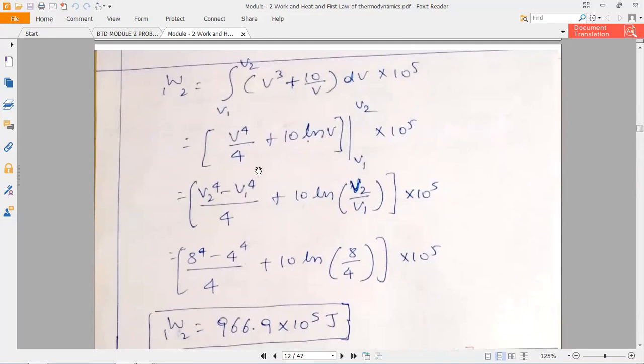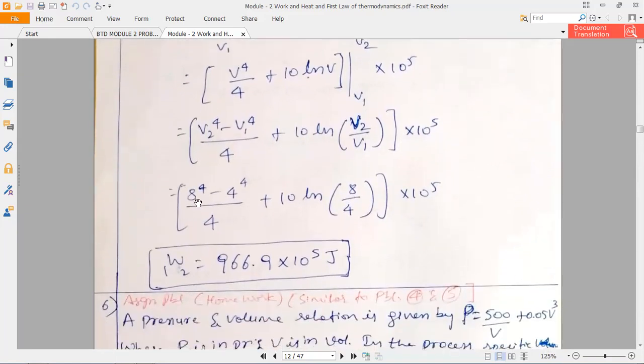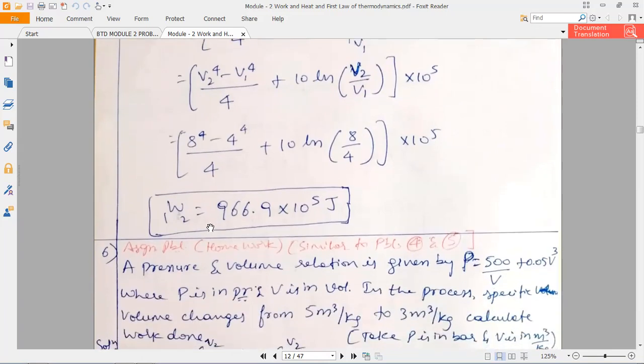V2 to the power of 4 minus V1 to the power of 4 divided by 4, plus 10 ln V2 minus ln V1, or I can write ln of V2 by V1, to the power of 5. Then V2 is 8 and V1 is 4. The initial volume is 4, the final volume is 8. Substitute the volumes given in the problem. Finally, we get work 1 to 2 equal to 9.669 into 10 to the power of 5 joule. This is an expansion process, so the work done is positive.